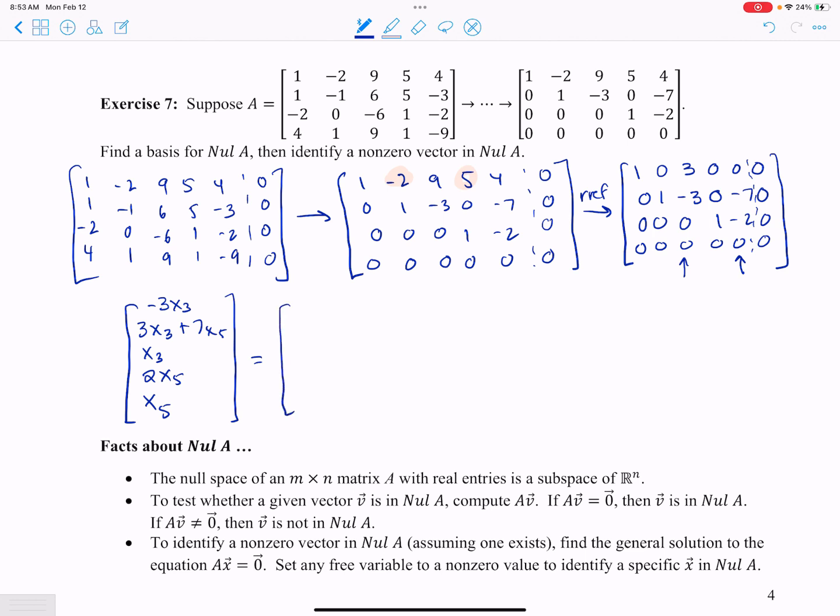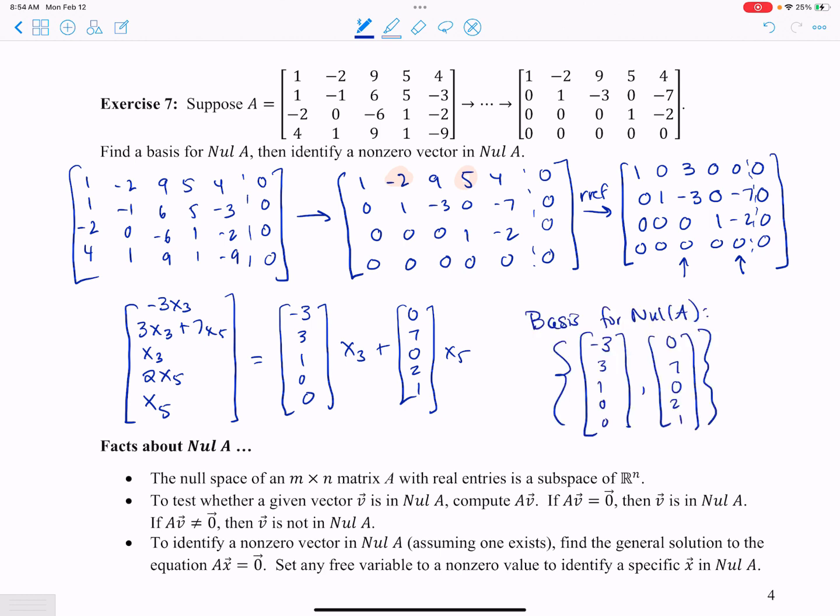Rewriting that as some vector times x3 plus some vector times x5, the coefficients of x3 are negative 3, 3, 1, 0, 0, and the coefficients of x5 are 0, 7, 0, 2, 1. And those are the vectors for your basis. So to get a vector that is in the null space, you can take any linear combination of these two vectors. So I could just take one of those vectors. So for example, negative 3, 3, 1, 0, 0 is in my null space and it is non-zero.